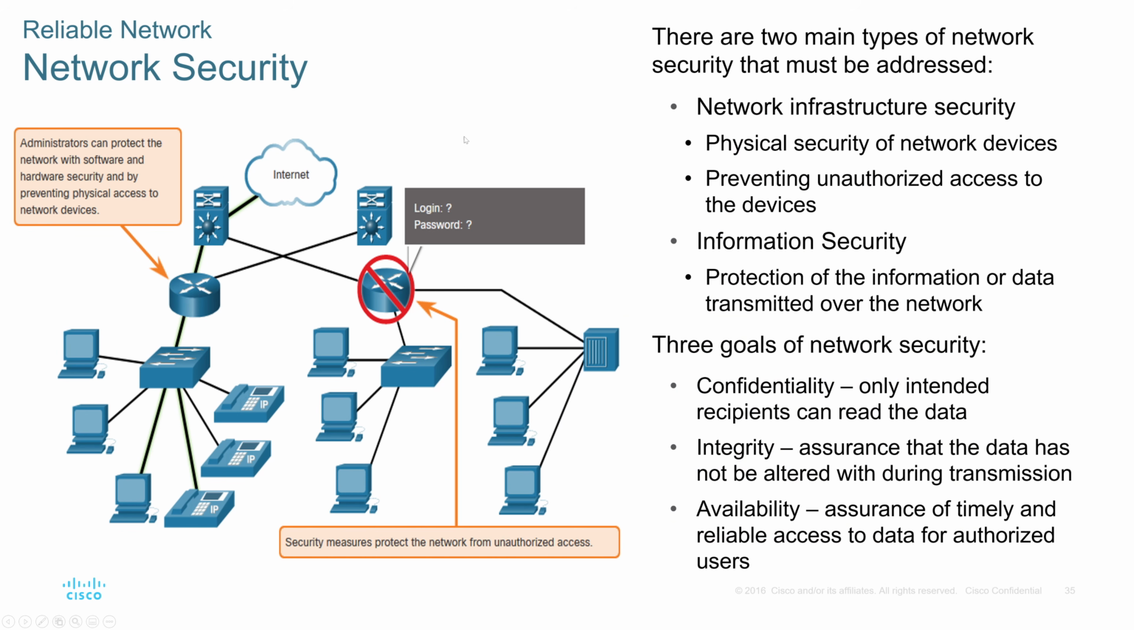Another category within the reliable network that is very important is network security. There are two main types of network security that must be addressed. They include network infrastructure security, the physical security of the network devices, where the infrastructure includes anything physical, and it also prevents unauthorized access to those devices.